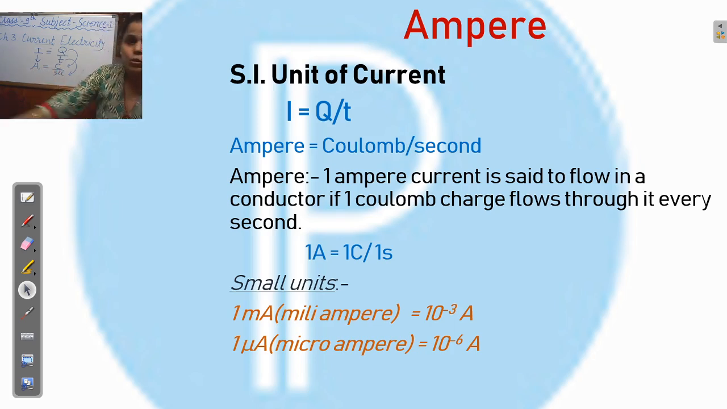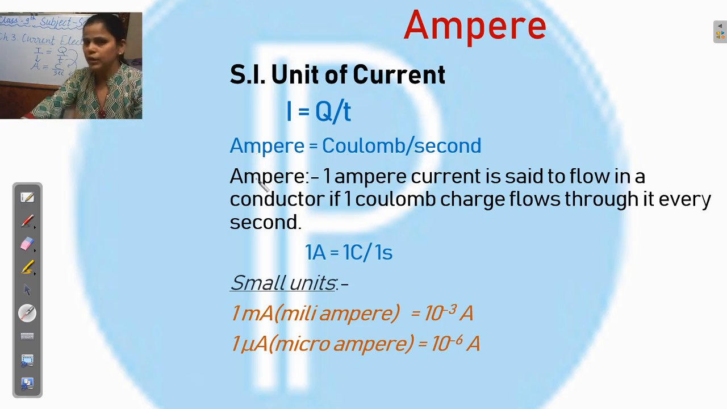It's clear? So again I repeat, we have this formula, I equals Q upon T, charge upon time. So ampere equals coulomb upon second. Ampere is the unit of electric current, coulomb is the unit of electric charge, and second is the unit of time. So coulomb upon second is an ampere.